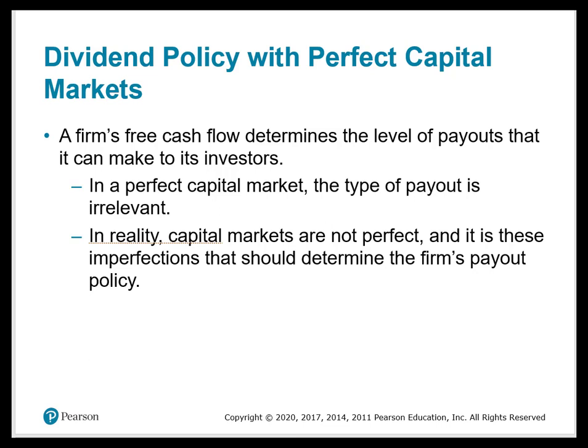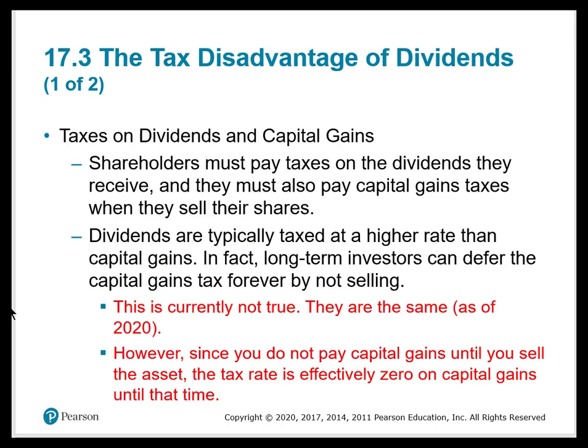In reality, though, we know that capital markets are not perfect, and we need to understand those imperfections to understand how they might influence the firm's payout policy. So first, let's talk about taxes. Shareholders obviously pay taxes on dividends. They also have to pay taxes on capital gains.